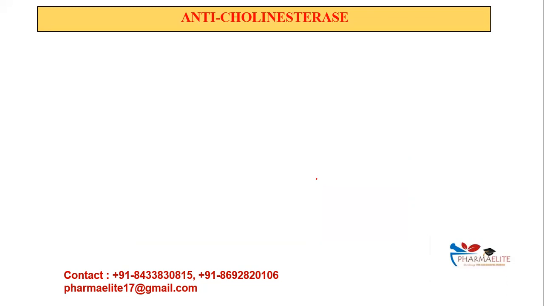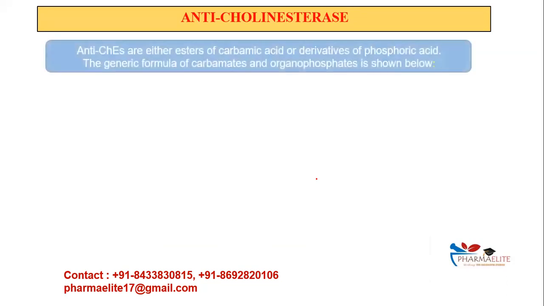अब एंटीकोलिनेस्टरेज के बारे में थोड़ा सा पढ़ते हैं। एंटीकोलिनेस्टरेज जो होते हैं, if you see, these are either esters. ये क्या करेंगे? उस एंजाइम को इनहिबिट कर रहे हैं। ठीक है, सो ये क्या होते हैं, मॉलिक्यूल्स, एस्टर्स होते हैं ऑफ कार्बामिक एसिड और डेरिवेटिव्स ऑफ द फॉस्फोरिक एसिड. So remember, these are esters of carbamic acid or derivatives of phosphoric acid.